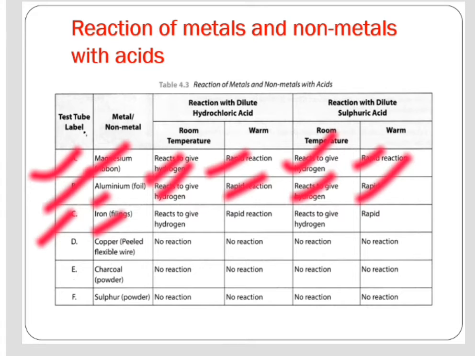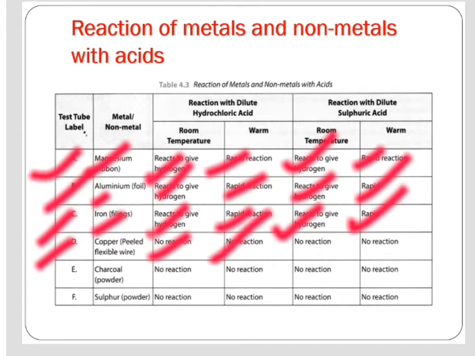C: iron. Reaction with dilute hydrochloric acid at room temperature reacts to give hydrogen, and on warming, repeat these reactions. Reaction with dilute sulfuric acid at room temperature reacts to give hydrogen, and on warming, repeat these reactions. D: copper. No reaction at room temperature and on warming. Reaction with dilute sulfuric acid, no reaction, and on warming, also no reaction.